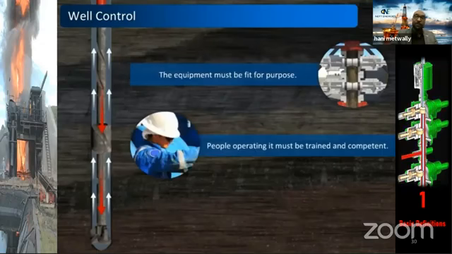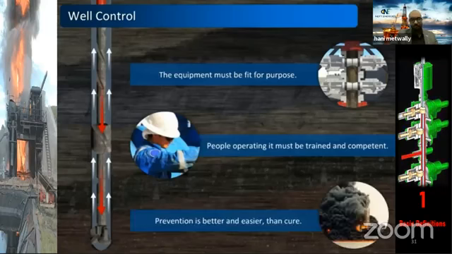Also, we consider the people on location a vital part of our well control. So we have to keep our people trained and let them do their job well. And last, we consider that prevention is better and easier than cure. So if we can control the well, there is no need to go to kill, and we don't lose people or assets or equipment.